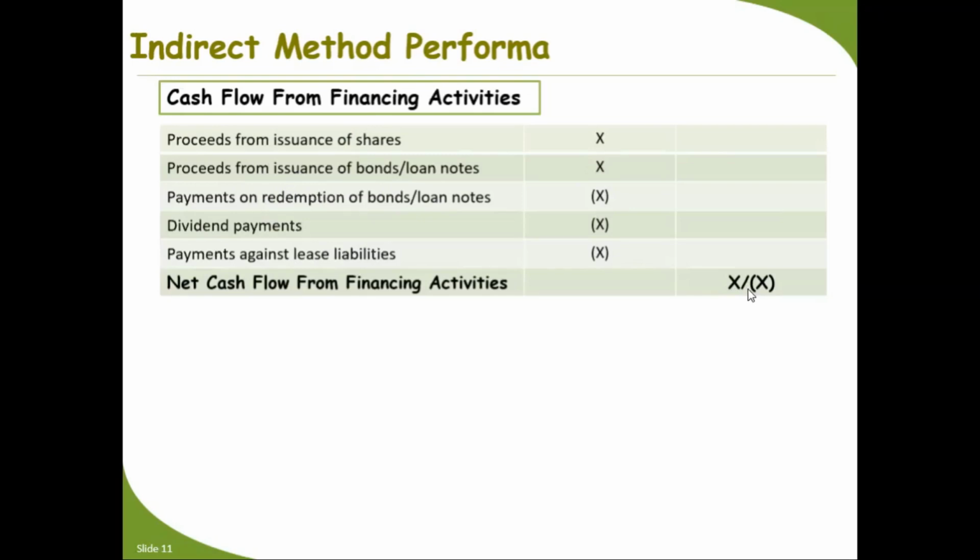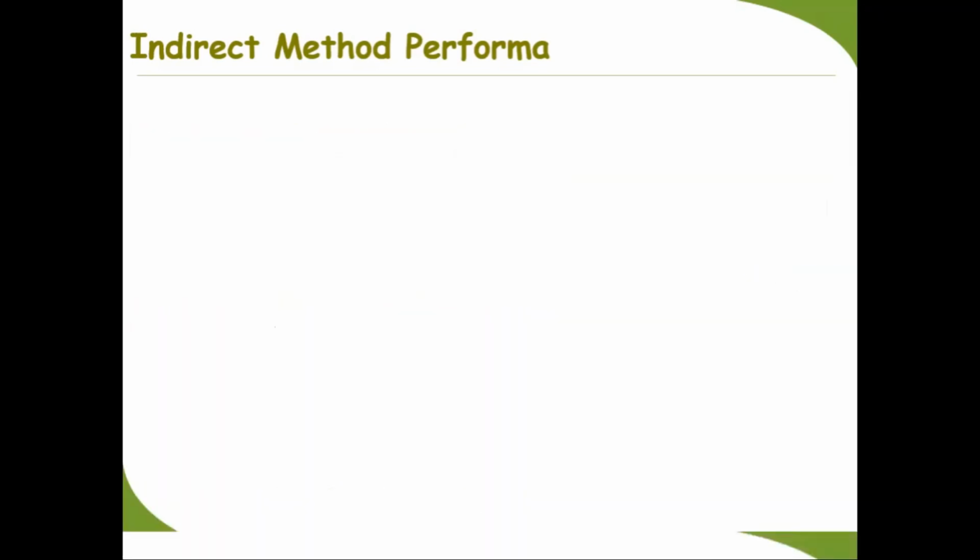Now, one thing which is important: what is the major difference between the indirect method and the direct method? Cash flow from financing activities is the same, cash flow from investing activities is the same, and cash flow from operating activities is calculated in a different way. But as I discussed earlier, the examiner categorically says that for paper FR only the indirect method is examinable.